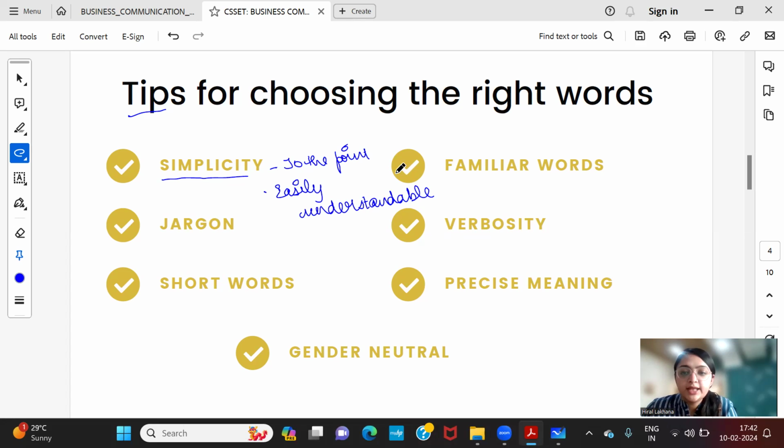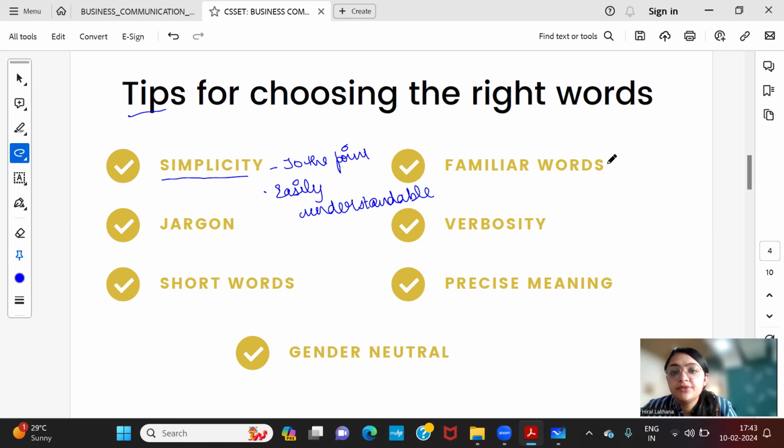However, one thing that we need to keep in mind is, for maintaining simplicity, we should not sacrifice or compromise on the meaning of what we are trying to communicate. So just to keep the conversation simple, if we are losing the authenticity of the sentence or of the point, then there is no advantage of using simple words. So simple words should be used to an extent where they are giving out the exact meaning without sacrificing on the authenticity of the word.